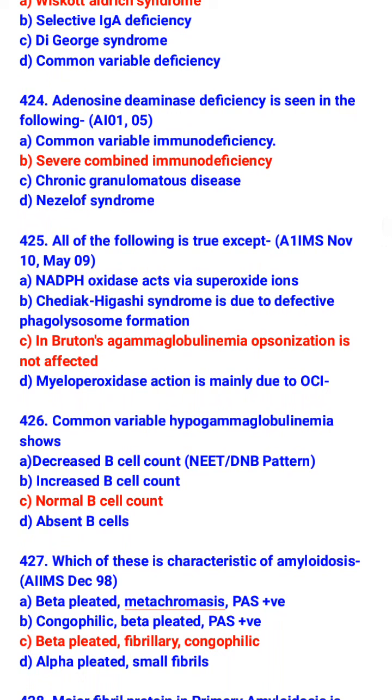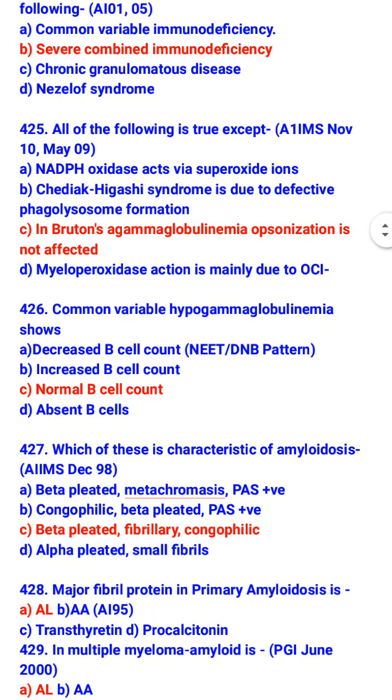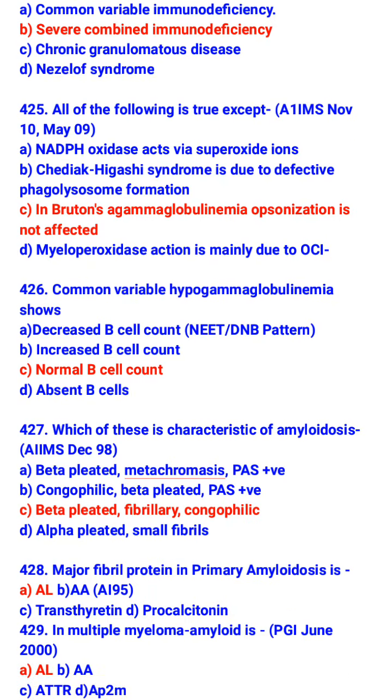So what is true is NADPH oxidase acts via superoxide ions. Chediak-Higashi syndrome is due to defective phagolysosome formation, and myeloperoxidase action is mainly due to OCl. Common variable hypogammaglobulinemia shows normal B cell count.